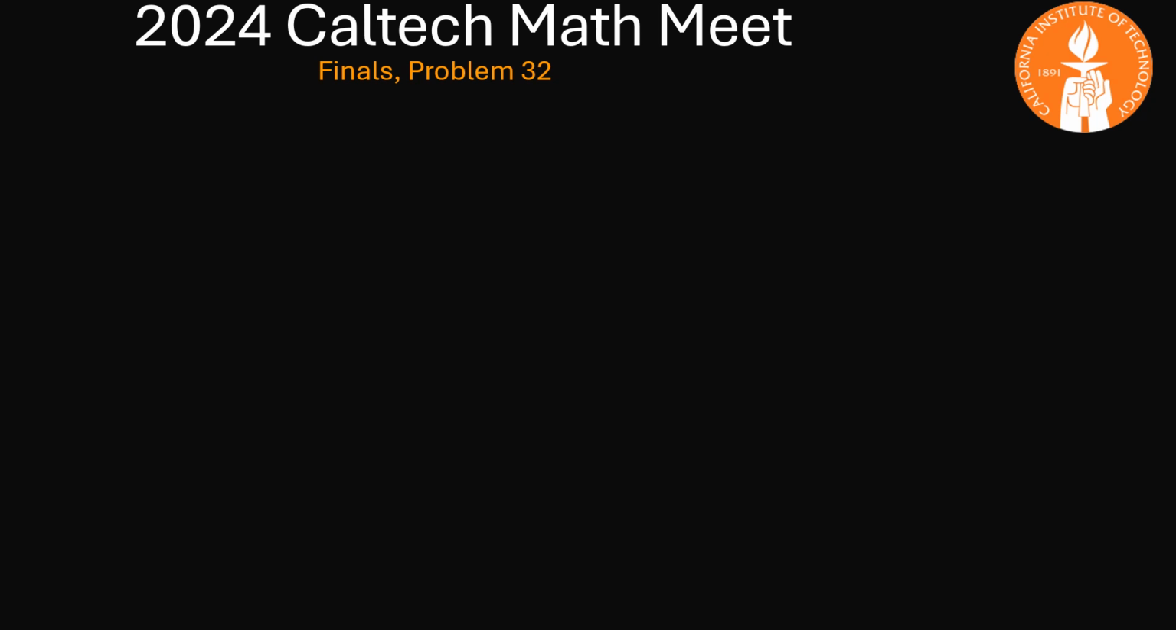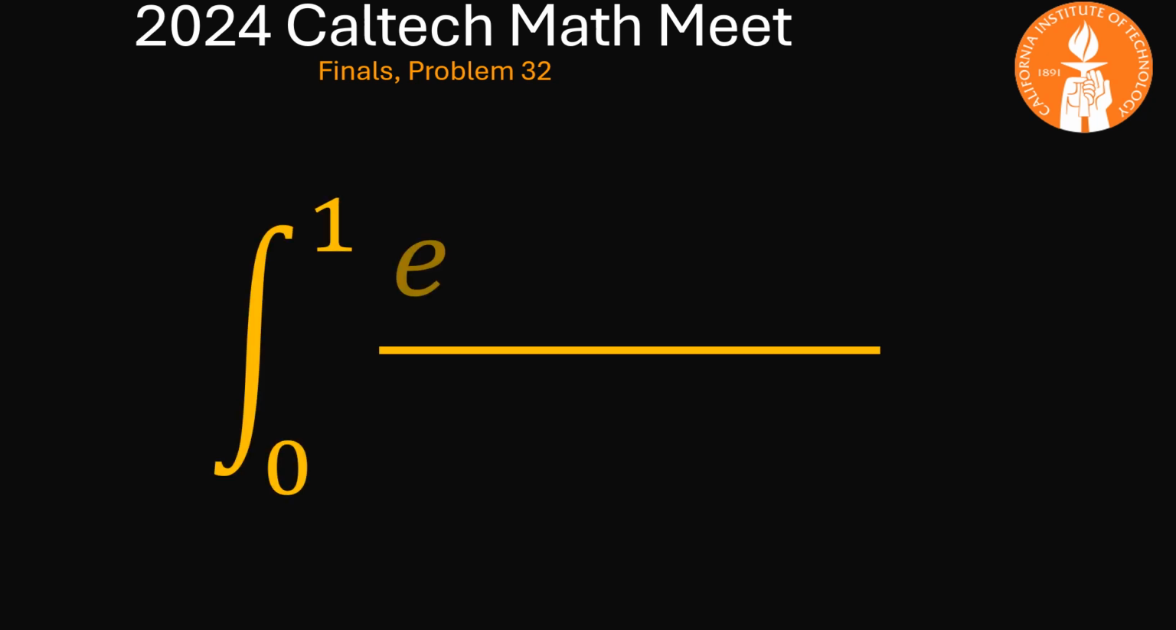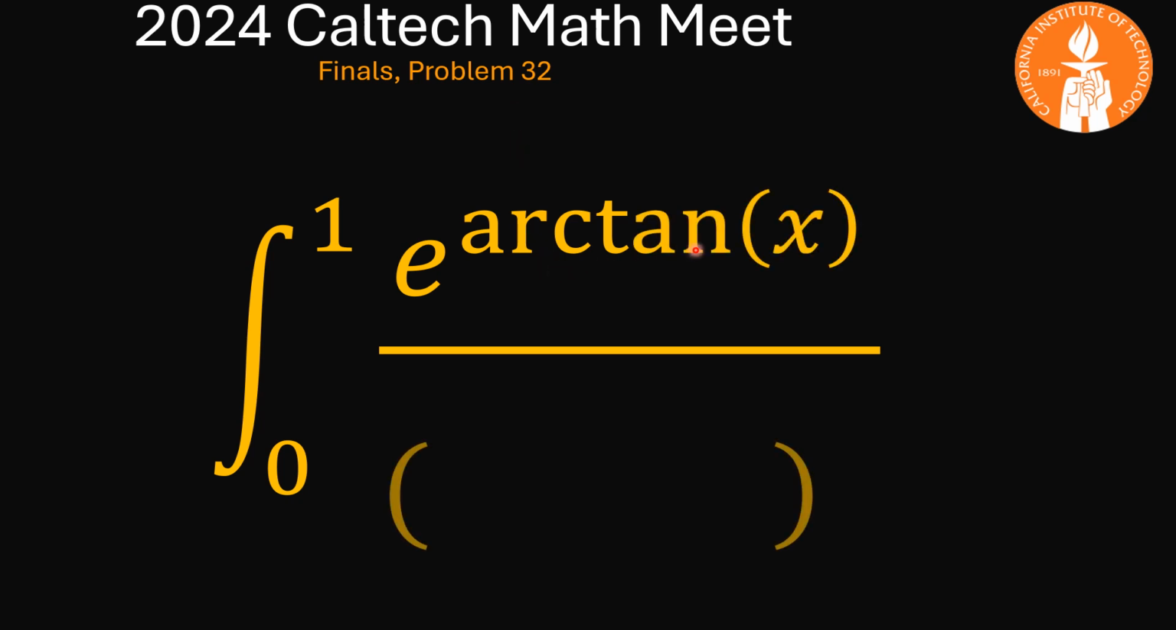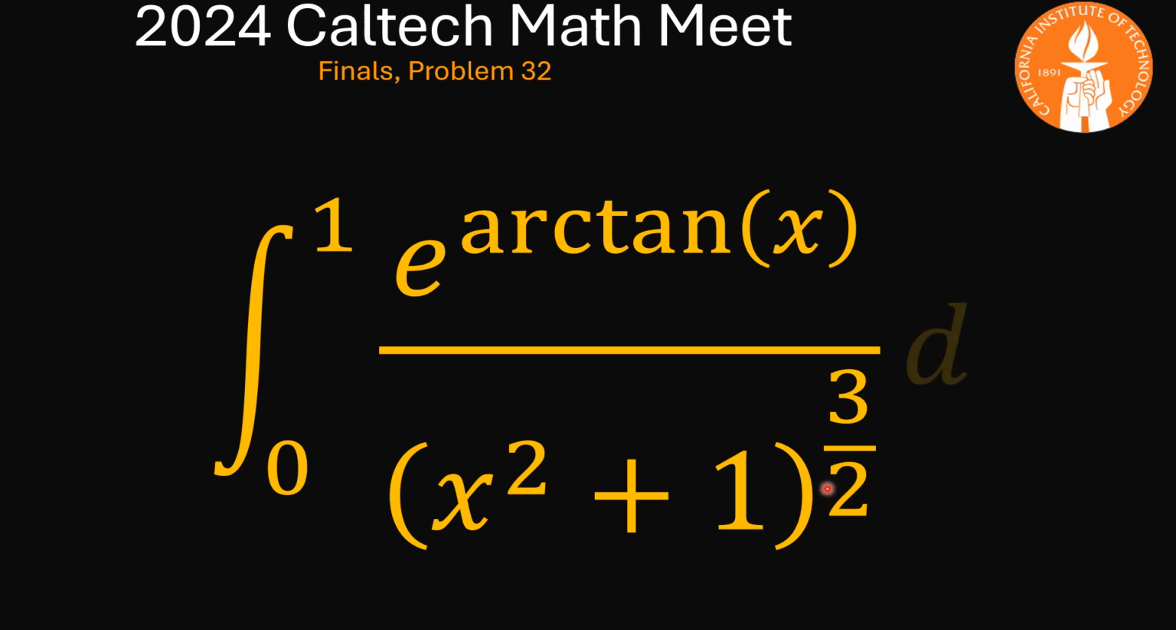So we're back to the 2024 Caltech Math Meet finals. And today we're focusing on problem number 32, which was the definite integral from x equals 0 to x equals 1 of e to the power arctangent of x over x squared plus 1 to the power 3 over 2. So let's see how we maybe would solve this problem.